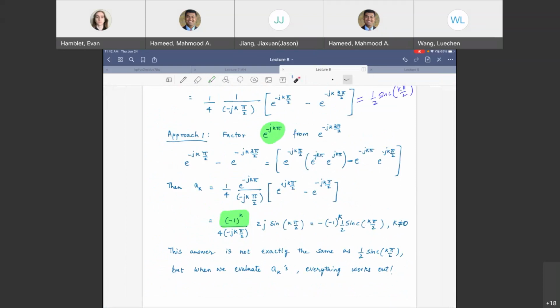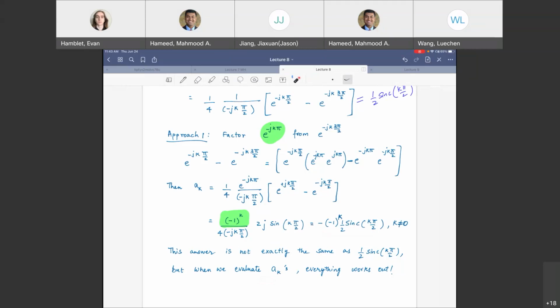So the conclusion is this. This is not exactly the same as what we got earlier. It doesn't look the same. However, if you actually evaluate all the AKs, things are going to match exactly. So it doesn't look the same, but mathematically is equivalent. How you choose your time period determines that. The one recommendation that I have given is what? For an even signal, try to choose the time period that also is even. Questions here?